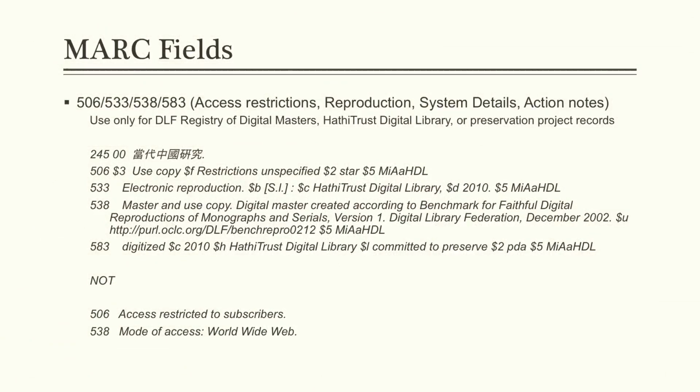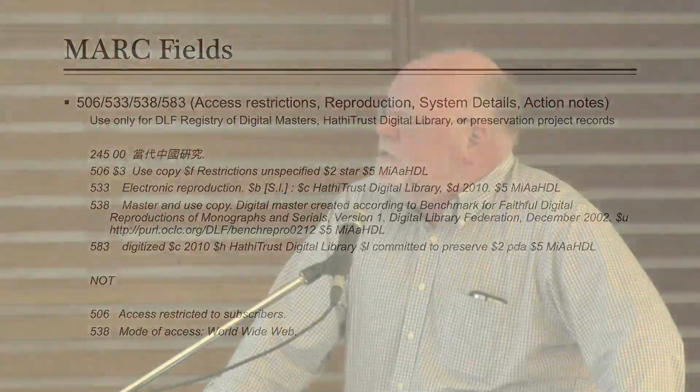Okay, this series of MARC fields, the 506, the 533, the 538, and the 583, are the most common, in fact, they are the only fields that are used for reproduction and digitization projects. So these are the fields that, if you're running across a HathiTrust record, as an example, are where you will see the specific HathiTrust information.